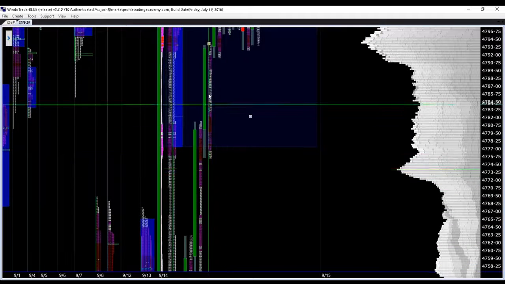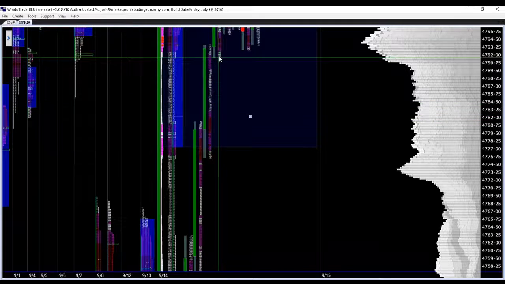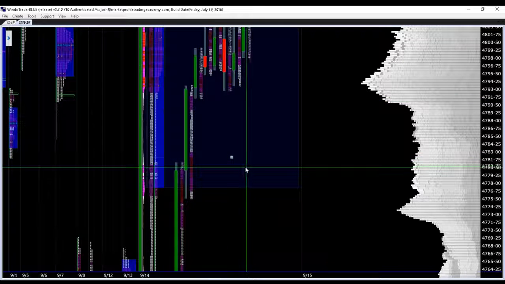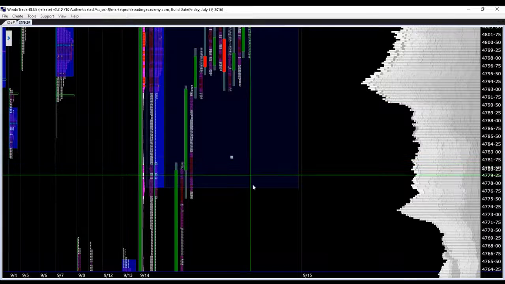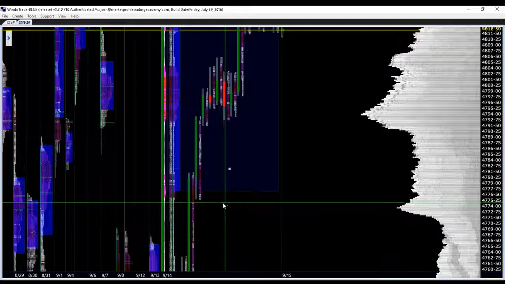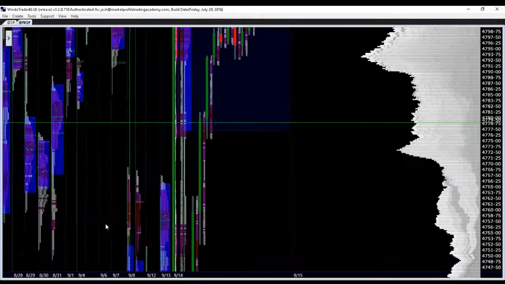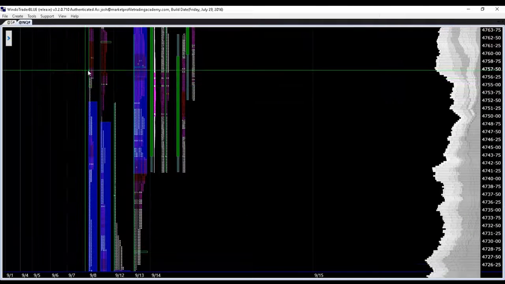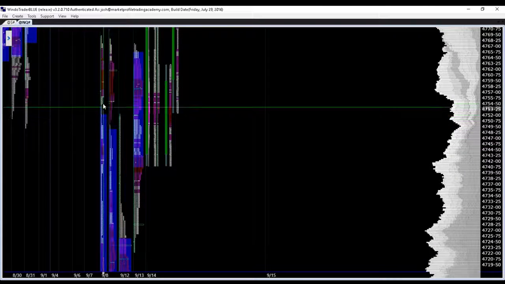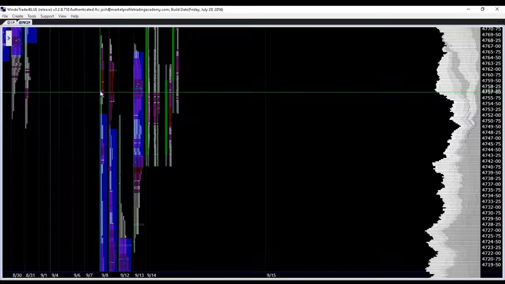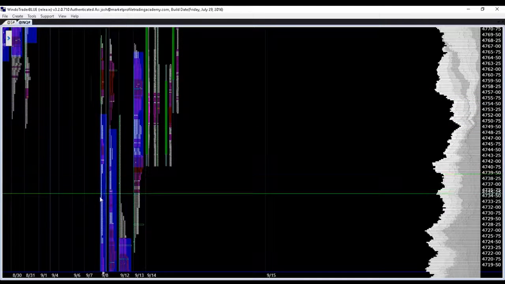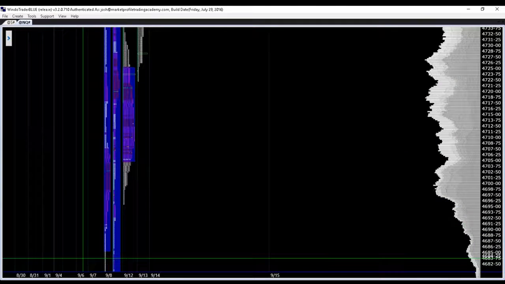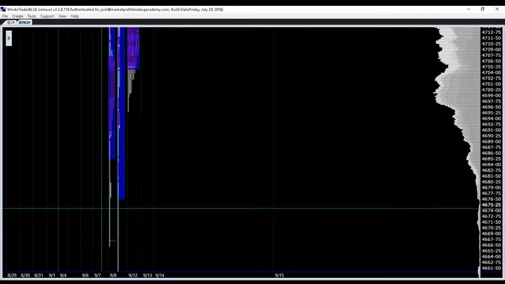So I look at these areas of single print as places of unfinished business that are likely to be revisited at some point in the future. It doesn't mean it's today or tomorrow or 3 days from now. It just means at some point, it's very likely that we'll go repair those. You can see that on Fridays, on the last couple days this week, from Friday where we've had that first initial move. Here's the open, here's single prints, here's single prints, here's single prints. Especially anytime I see multiple areas of single prints on a specific day, lots of single prints down here, lots of single prints down here.